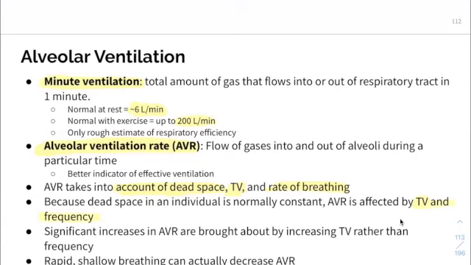So what if that alveolar ventilation rate increases significantly? It's usually because we have increasing tidal volume, so we're breathing in more air at once instead of how many breaths we're taking. Let's say you're panting, short, shallow breathing. It decreases alveolar ventilation rate.